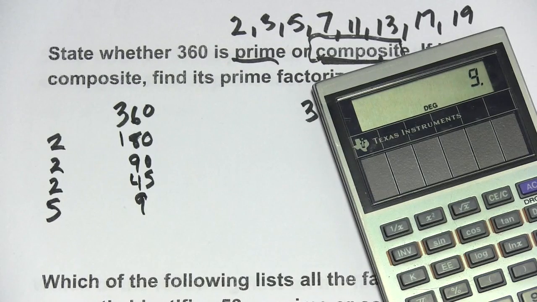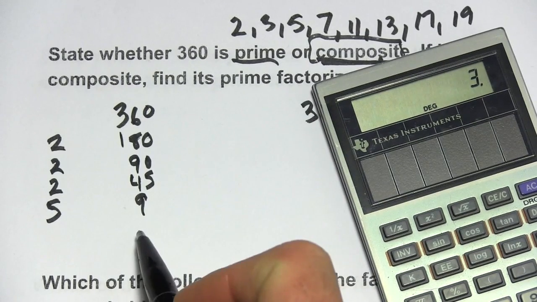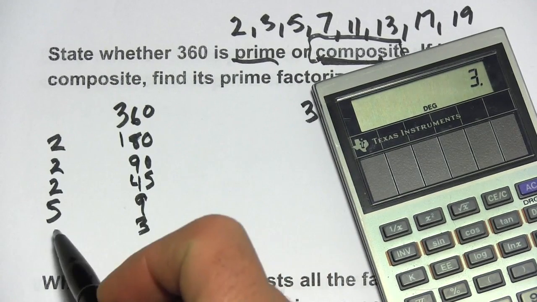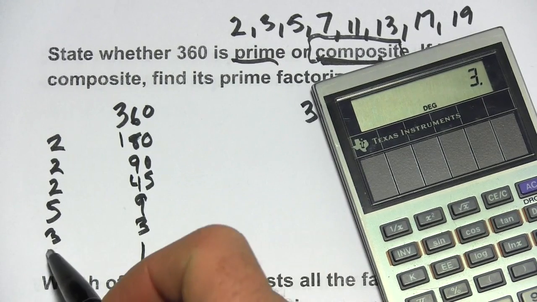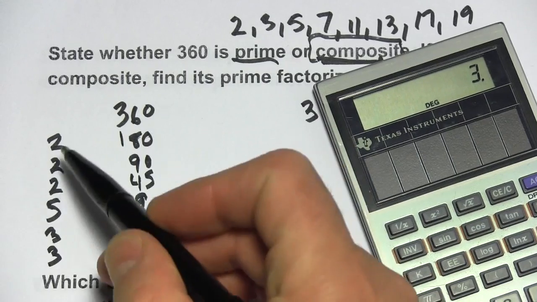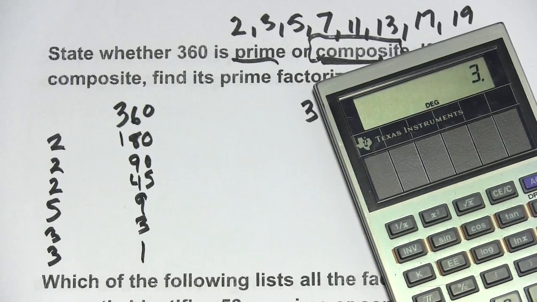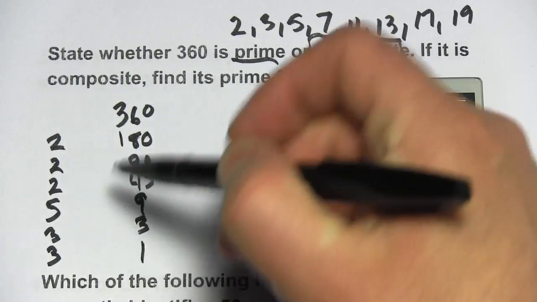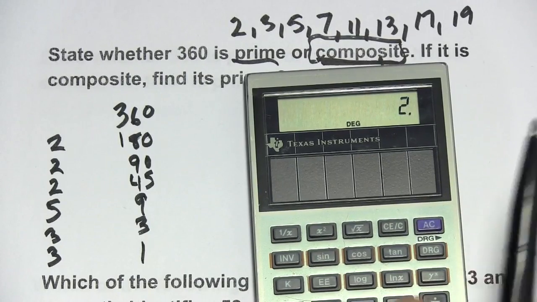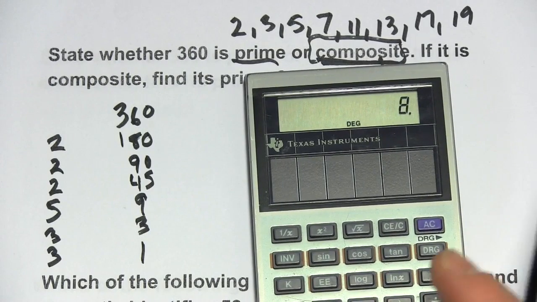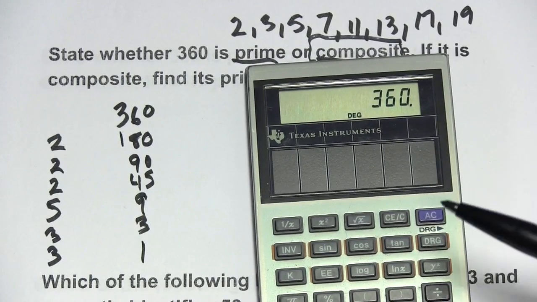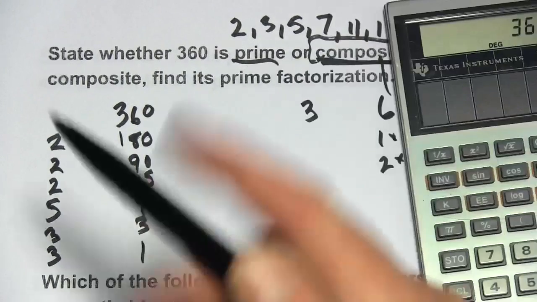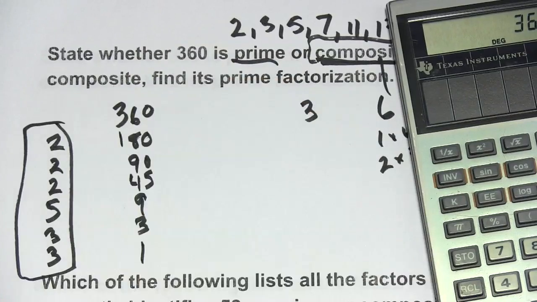9 is divisible by 3, so that leaves me with 3 when I divide by 3. And then to get down to 1, all I have to do is divide by 3 one more time. So those are the list of the prime factors. And if I punch all those in together, 2 times 2 times 2 times 5 times 3 times 3, I get 360. So I know I did that right. So that's my list of factors.